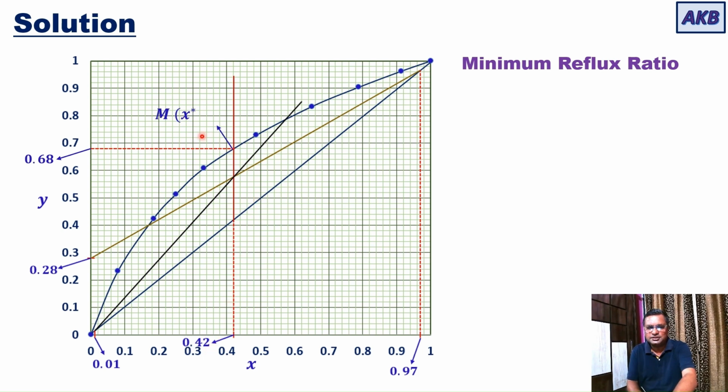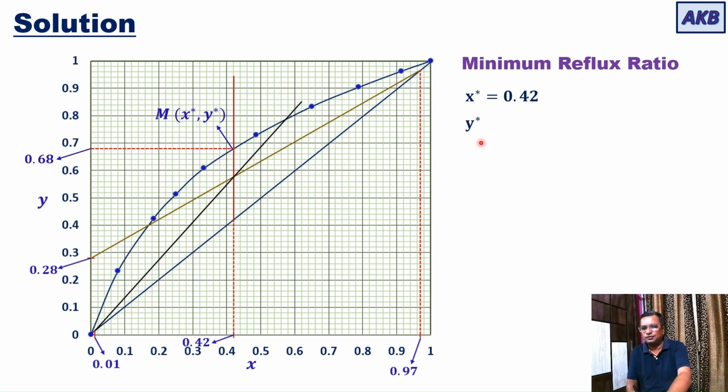So if I call this point m, the coordinates of this point are x star and y star. Again, I am giving a link to my video where I have discussed minimum reflux ratio. If you watch that video, you'll understand the concept. So for now, I'm calling this point m, and let the coordinates of this point be x star and y star. x star is 0.42 and y star is 0.68.